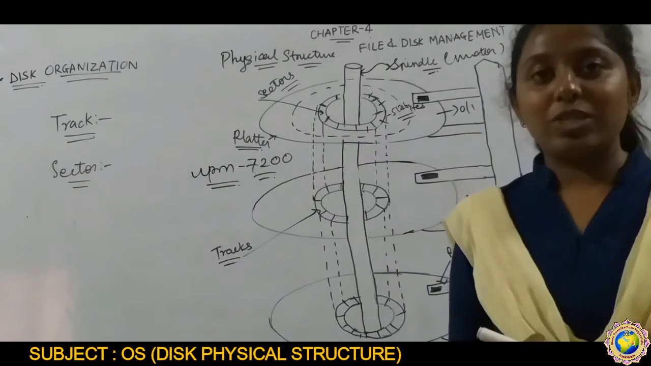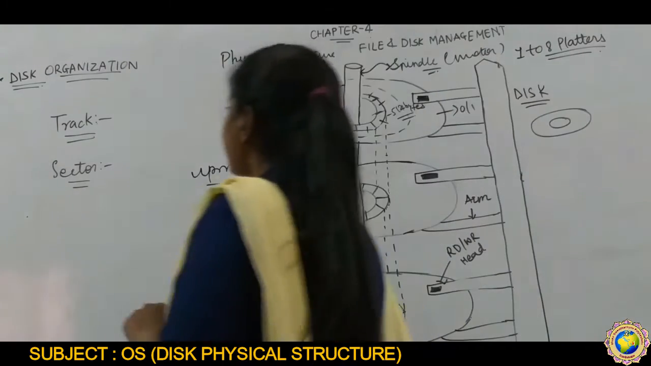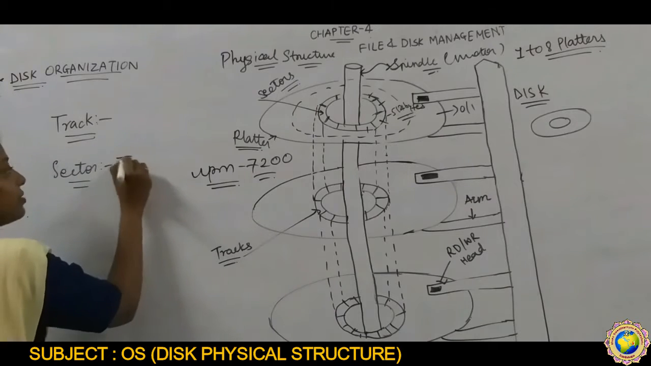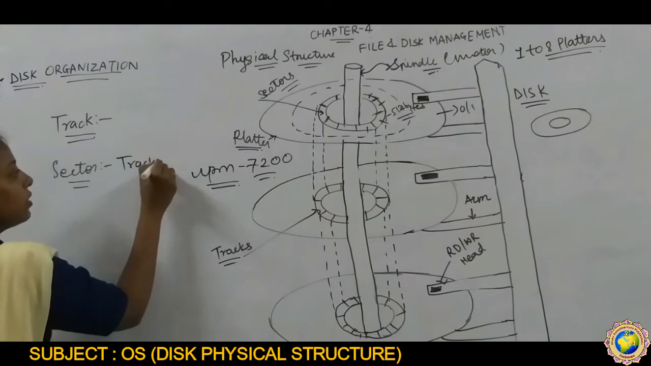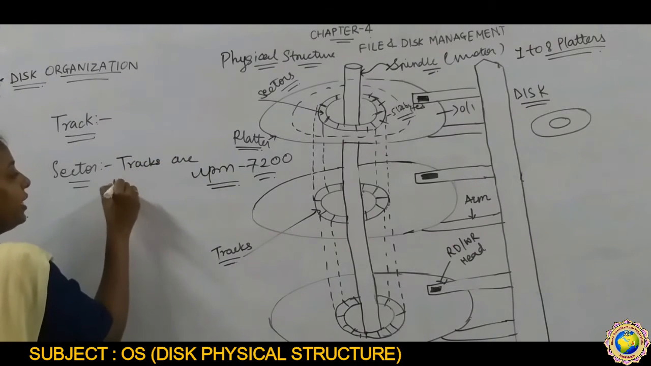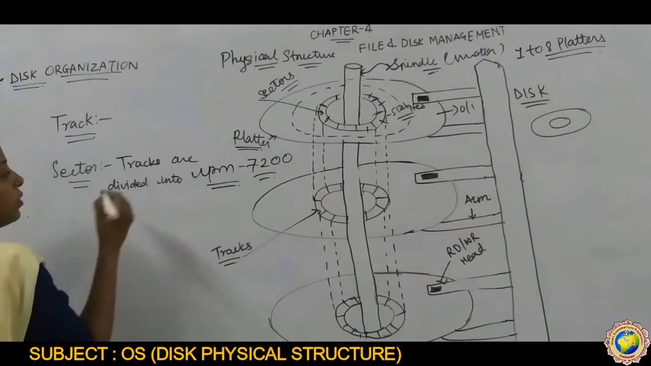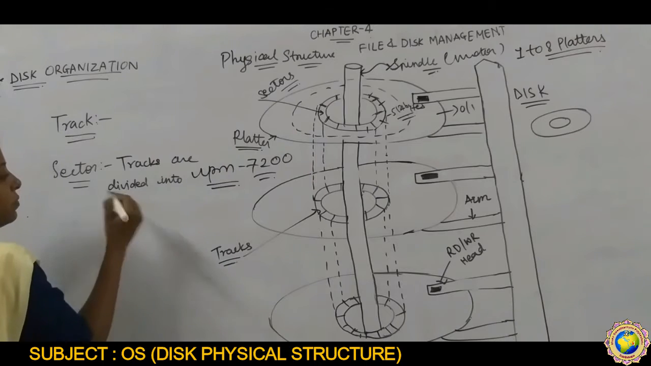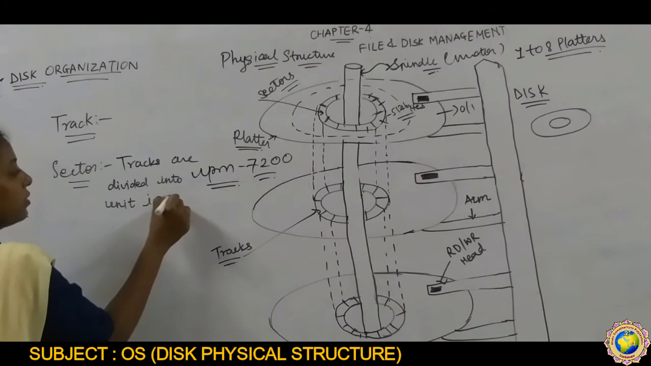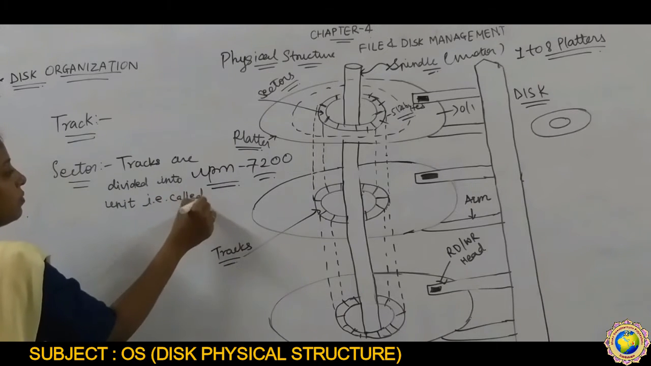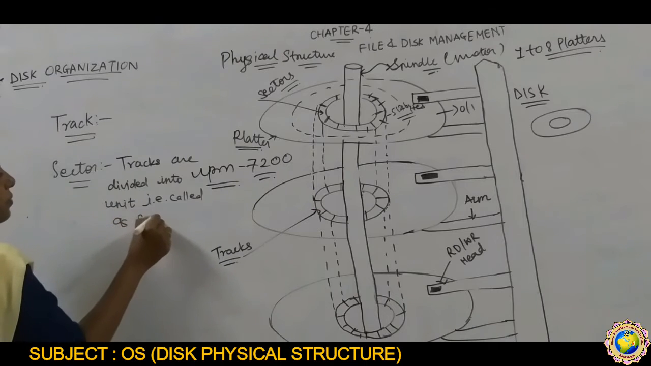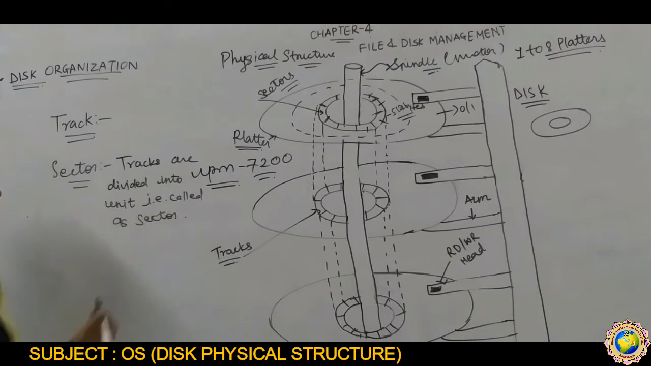512 bytes. So yes, we can say the tracks are divided into a unit that is called a sector. Okay, so this is about the sector.